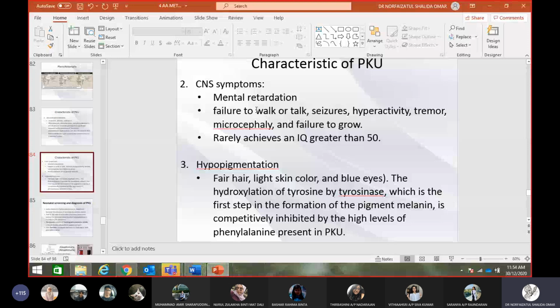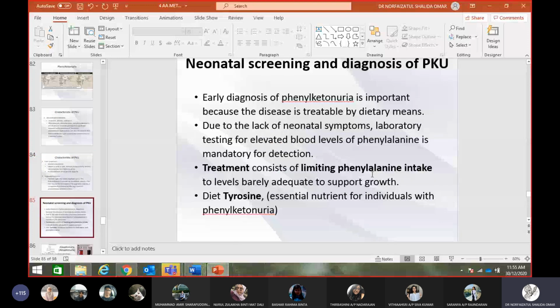Okay, treatment is by limiting phenylalanine intake to levels barely adequate to support growth. We give tyrosine, as it is an essential nutrient for individuals with phenylketonuria. So mainly we give a tyrosine diet and limit phenylalanine intake. Actually, this condition is not that bad if you can have an early diagnosis and the treatment is given earlier. Okay, any questions on phenylketonuria?